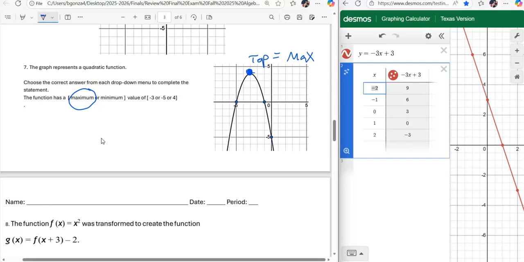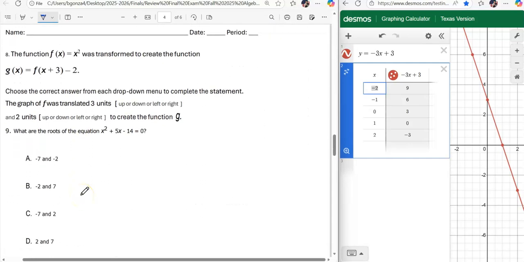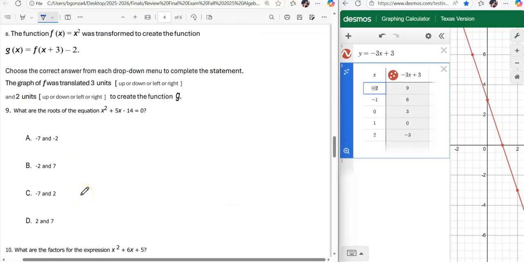And then what is the maximum value right here? 4. Not 5 because it doesn't touch 5. It's not -3. It's not negative. It's not -1, -5. None of that. That's a y-intercept. That's an x-intercept. Up here is +4. All right. We got a function. Man, it's too easy.